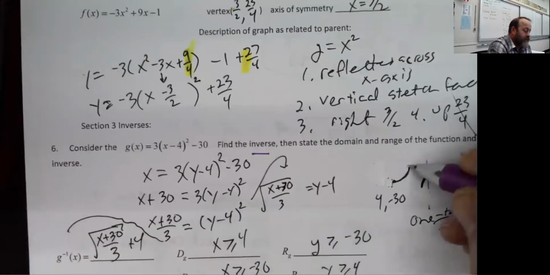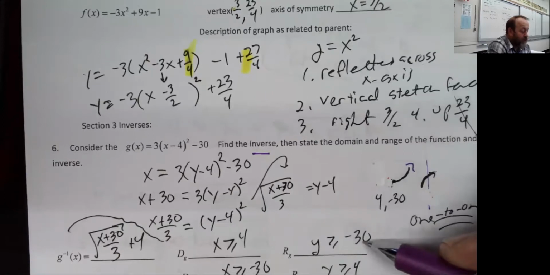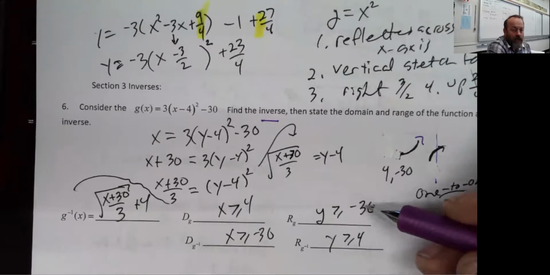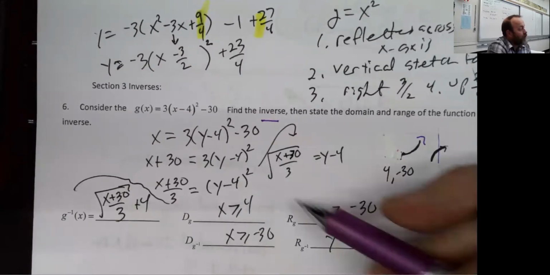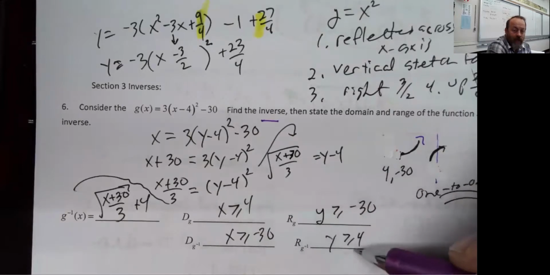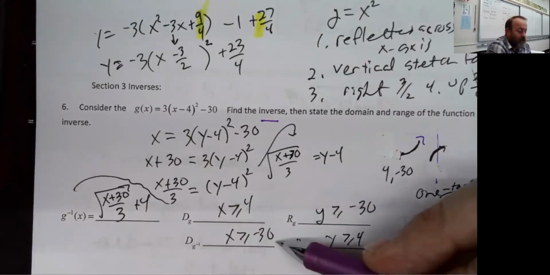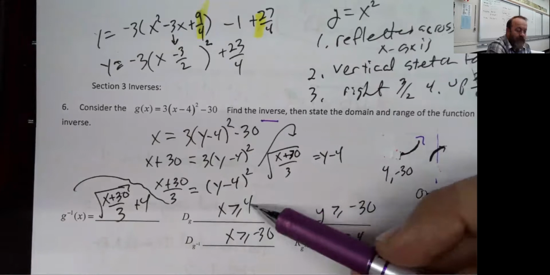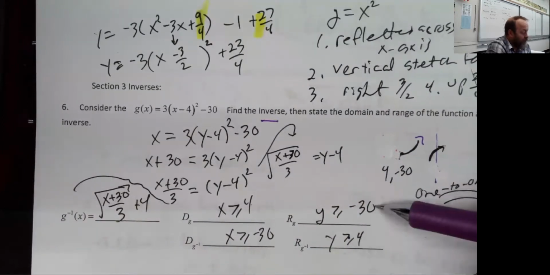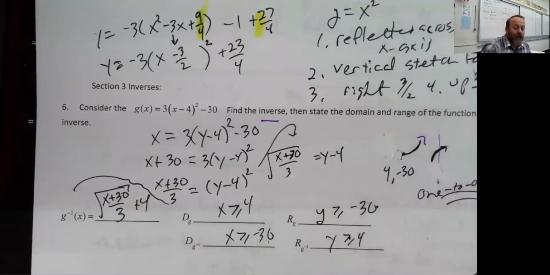Clearly, the parabola has values above -30 because that's where the vertex is. And keep in mind that in an inverse, your domain and range switch. So if I know my original domain, I know my original range, and I can flip these things this way. So x being greater than or equal to 4 makes y being greater than or equal to -30 make x work this way.